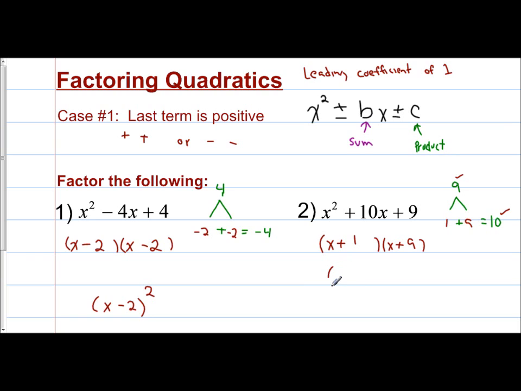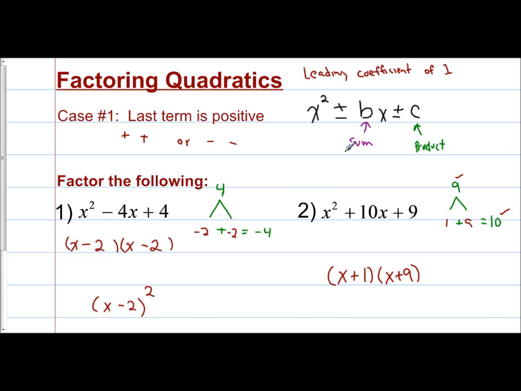And I can rewrite this so it looks a little bit nicer so we can see it better. x plus 1 and x plus 9. And to check your answer, you could always distribute it out. You're going to get for your first term x times x, which is x squared. Your last term, 1 times 9, which is 9. And you're going to get 9x plus 1x, which is 10x.